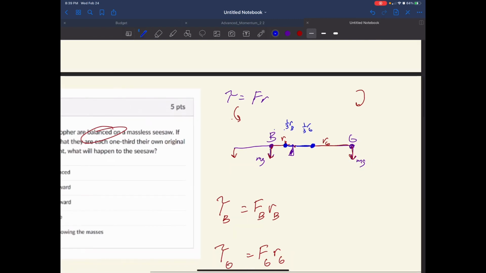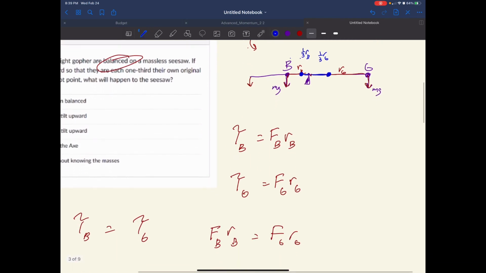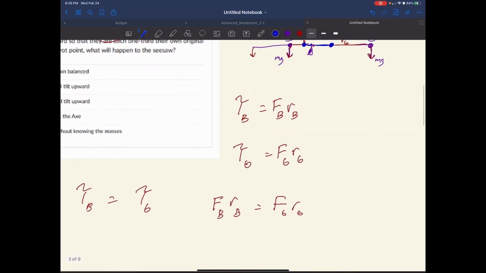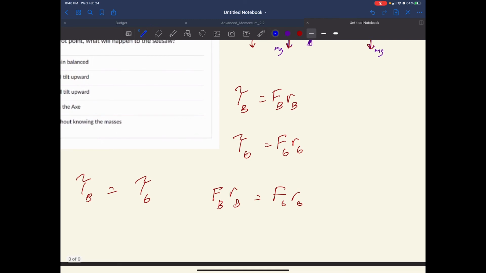And we're trying to figure out if this upsets the system, right? So we're going to put this into our formula. Let's put it in here, and I'm going to put it in blue. Now, the force of the badger has not changed. The badger's mass is still the same, right? mg, the weight is still the same. However, we now have 1/3 the original distance away. The force of the gopher has not changed, and it is now 1/3 the radial distance away that it originally was.